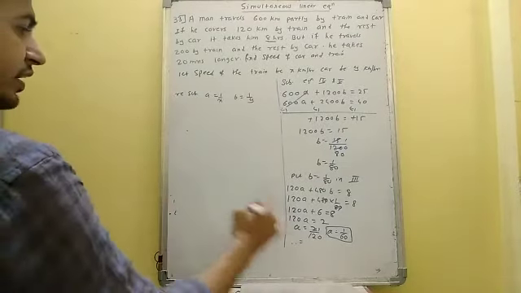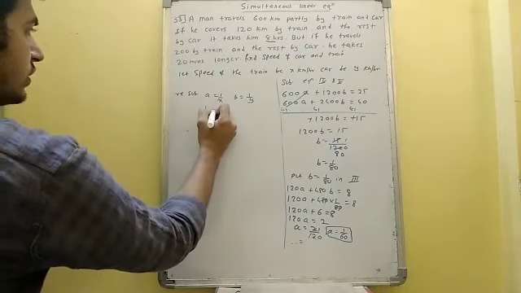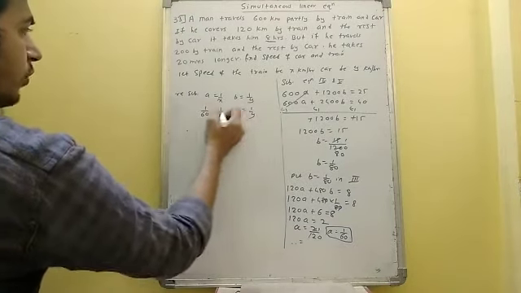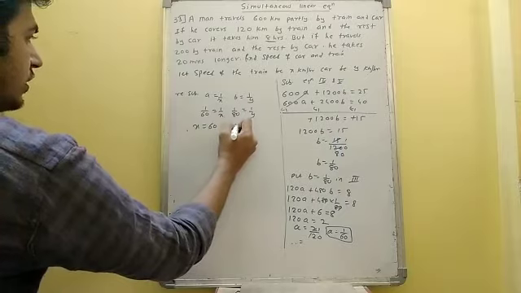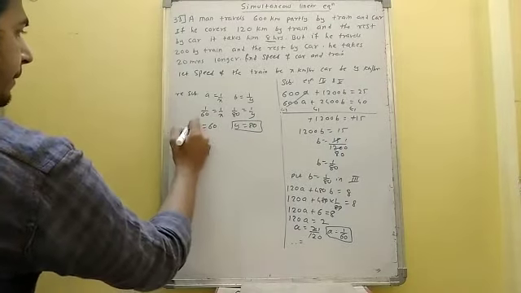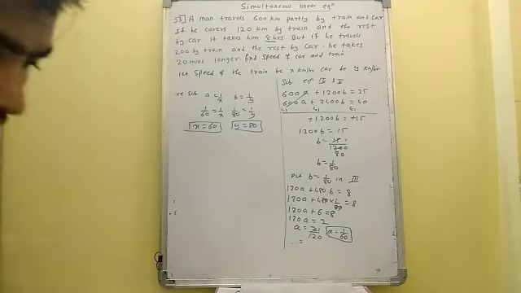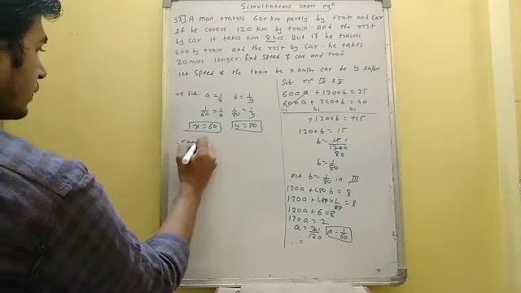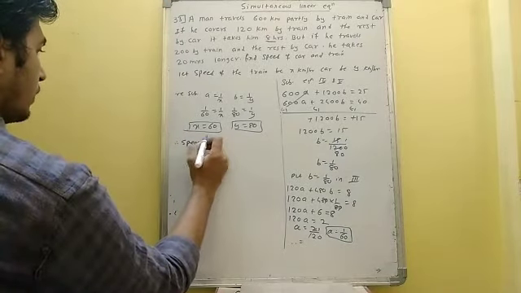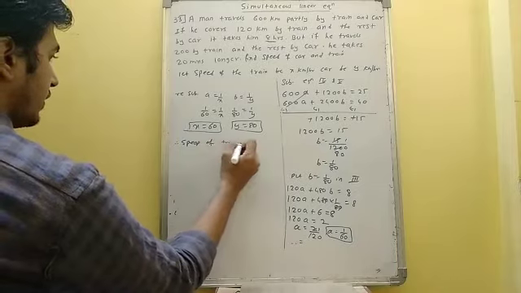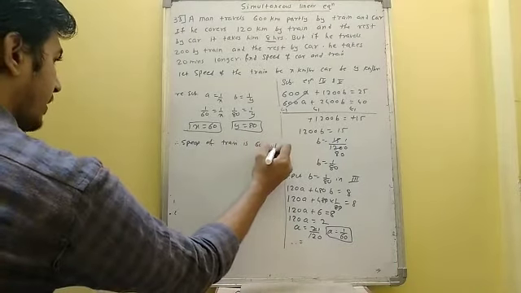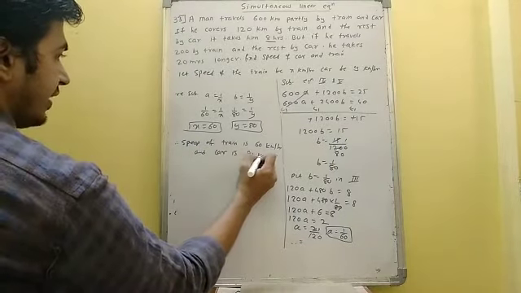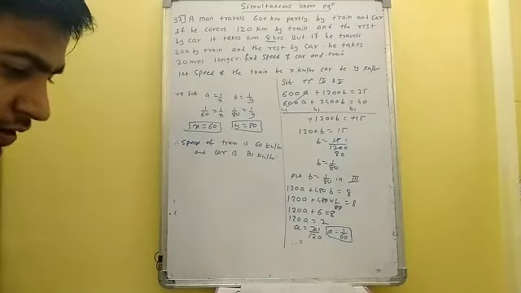So what is the value of A? 1 upon 60 is equal to 1 upon X, and B is 1 upon 80, equal to 1 upon Y. X will go there, so X is equal to 60 and Y is equal to 80. Let me check the answer. 60 and 80. Yes, therefore speed of train is 60 km per hour and car is 80 km per hour.